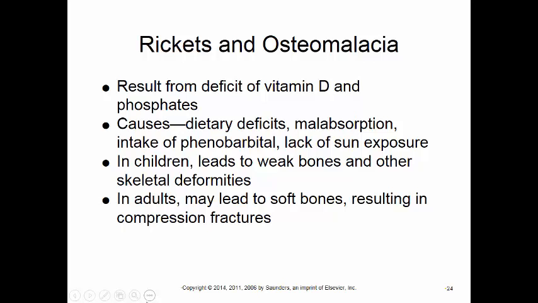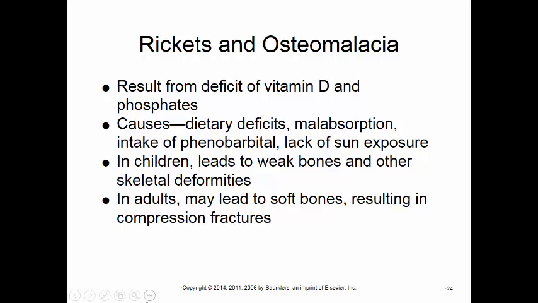Next up, we have rickets and osteomalacia. They result from a deficit of vitamin D and phosphates. The causes can be dietary deficiencies, malabsorption, intake of phenobarbital, and lack of sun exposure, because sunlight helps with the production of vitamin D. We all need a few minutes. The darker skin we are, the more minutes we need out in the sun.